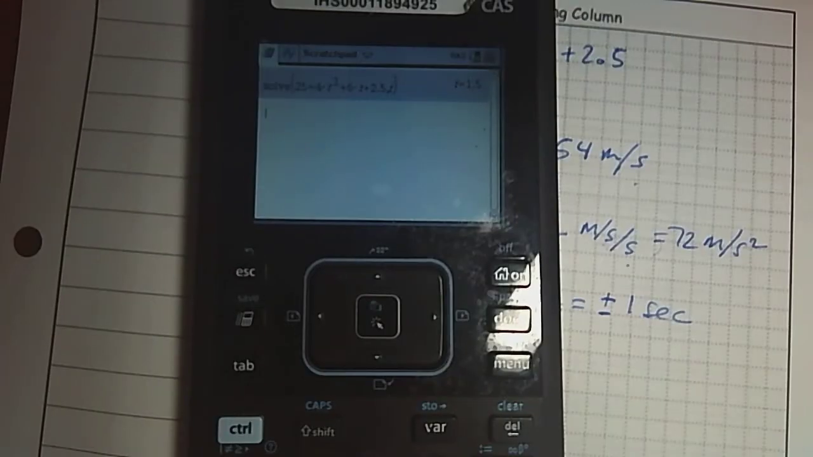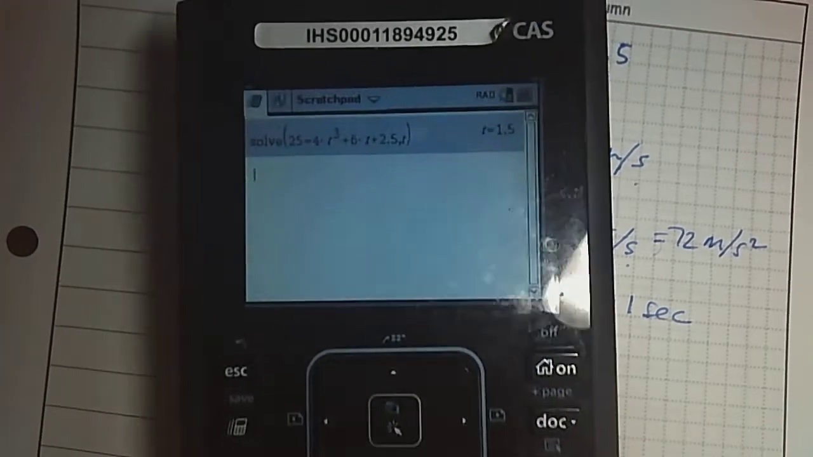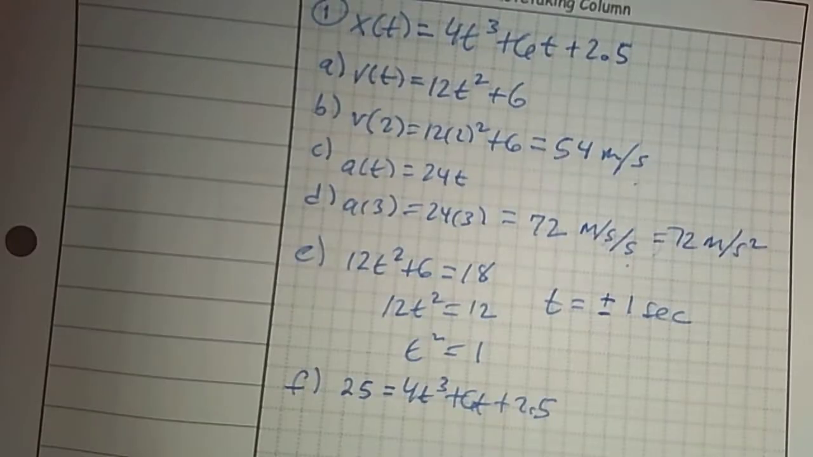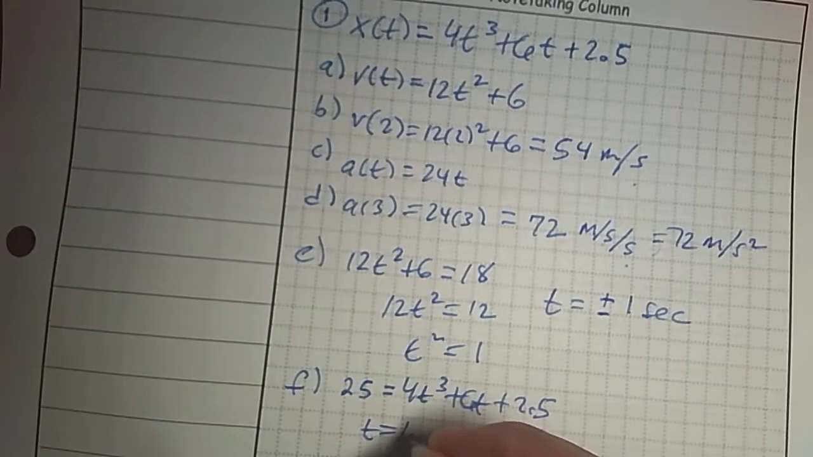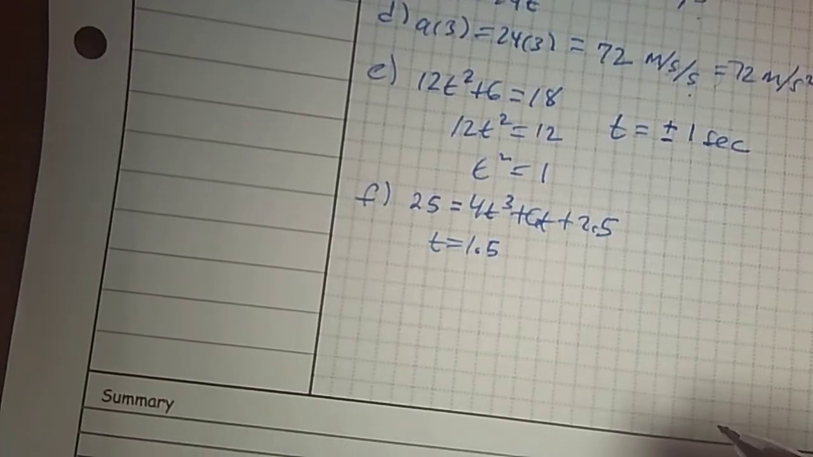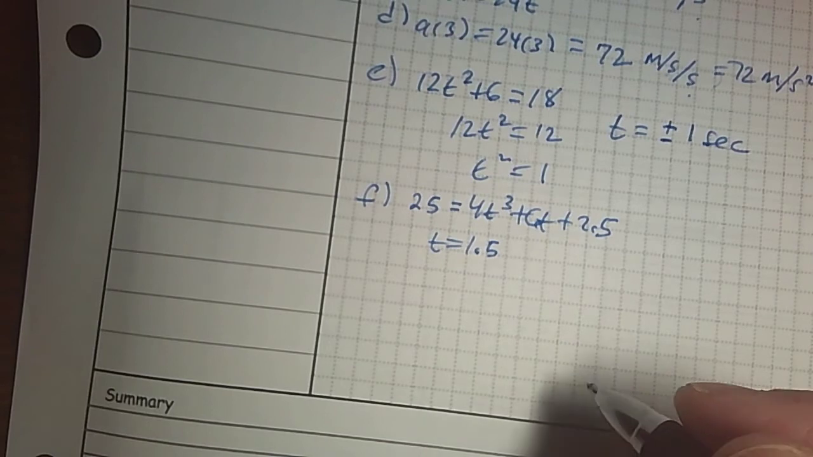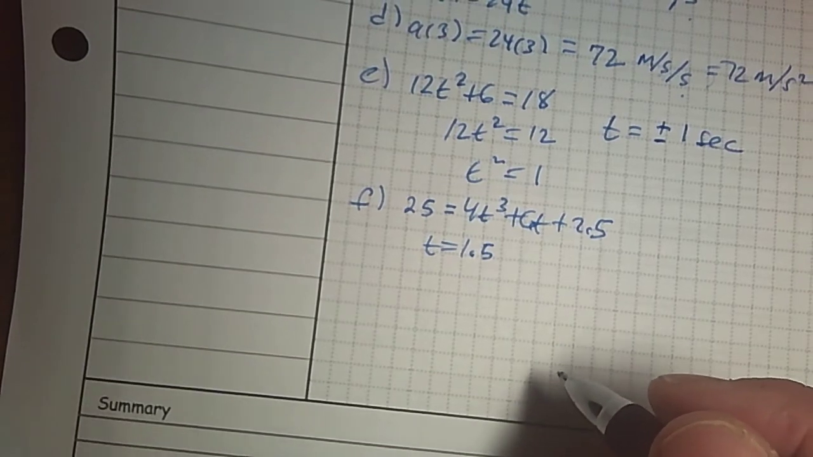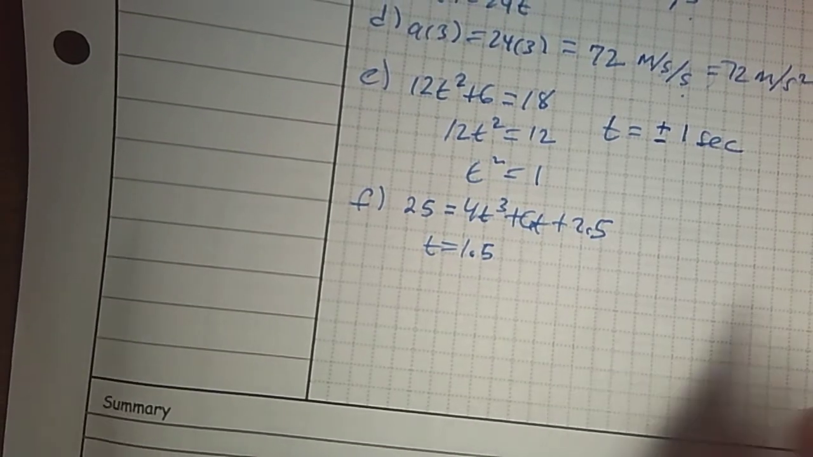So the answer is 1.5. Exactly. So I set it up. I used my calculator to solve it. So it's 1.5. But the question is, when is the velocity that? So now we take that answer, 1.5.